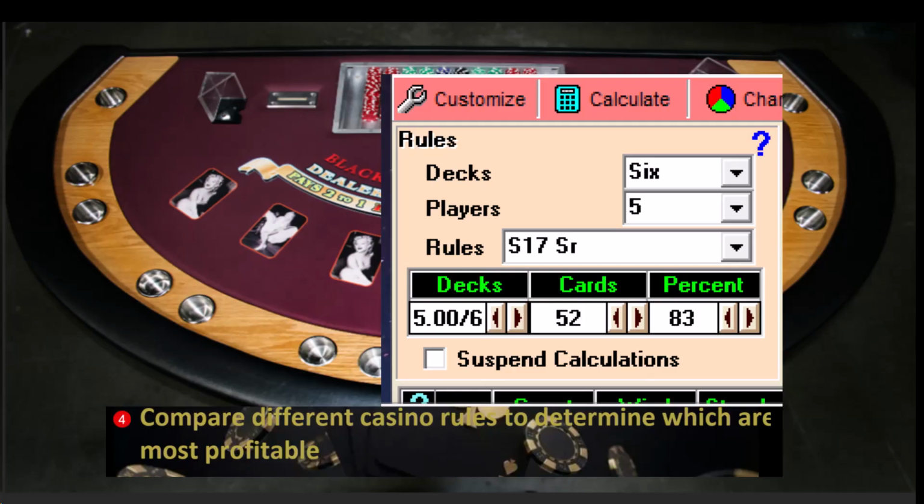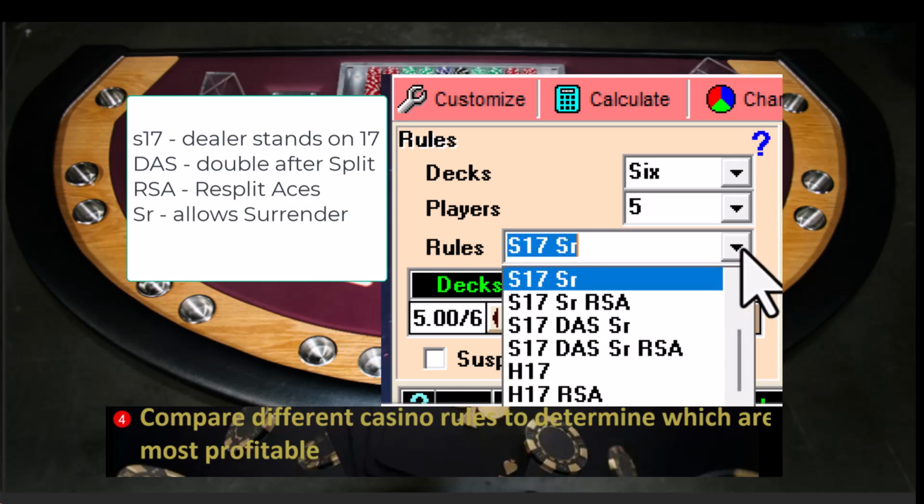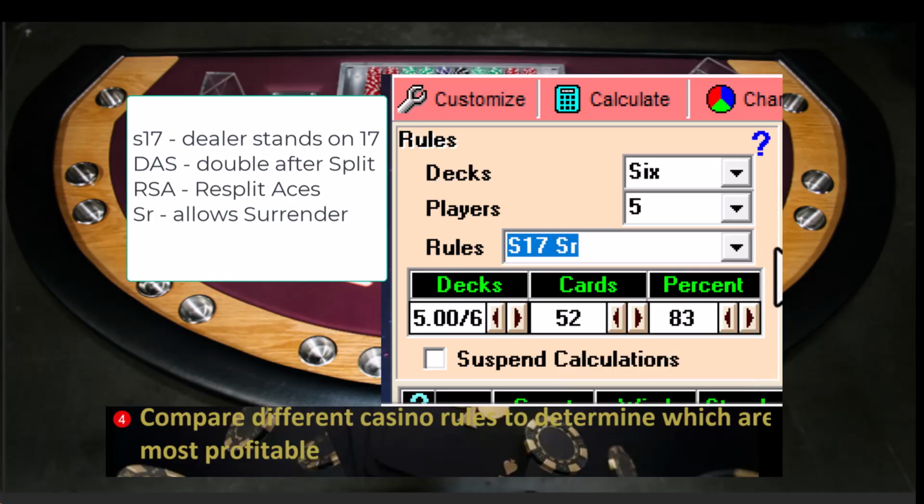Rules: you can select from 16 rule sets. S17 stands for dealer stands on 17. DAS is double after split. RSA is resplit aces. And SR is surrender. I'll just do a drop down here so you can see all of those. So there you go. And for our sim run, we chose stand on 17 and have surrender.